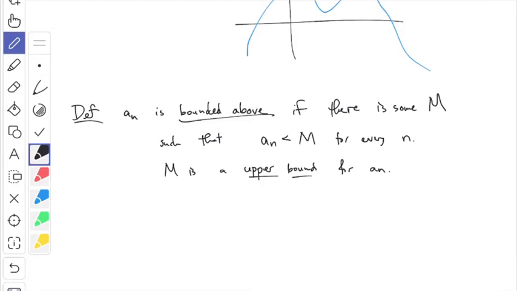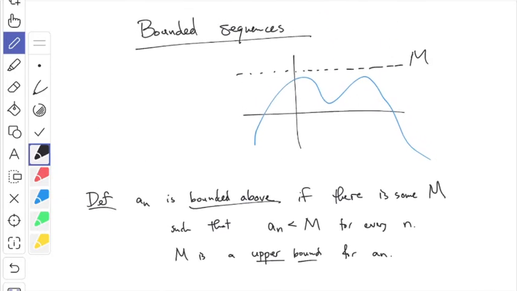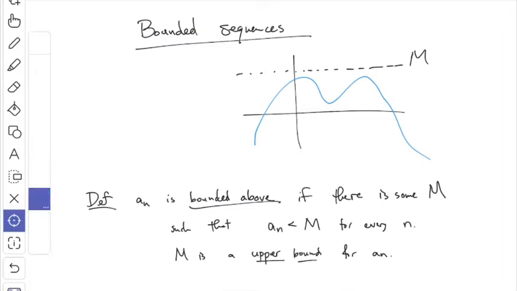It's also possible to be bounded from below. That means there's a number that's beneath all the terms of the sequence. Now, on this picture, this function that I drew is bounded above, but is not bounded below, because I intend for you to interpret that this line just continues going down forever, right? And if that's the case, then that function is not bounded below, but it is bounded above.